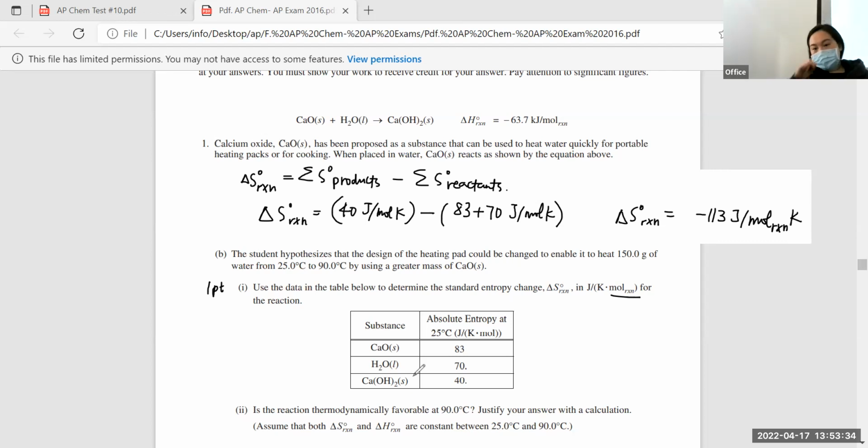Okay, part 2. Is the reaction thermodynamically favorable at 90 degrees Celsius? Justify your answer with a calculation. Assume that both delta S and delta H are constant between 25 and 90 degrees Celsius.